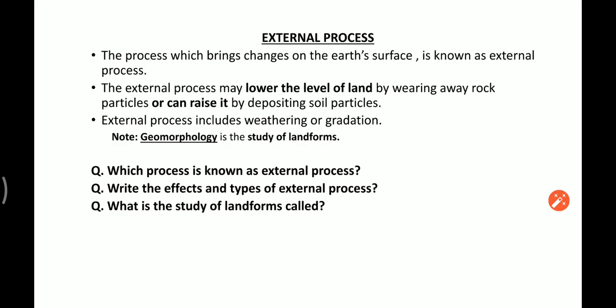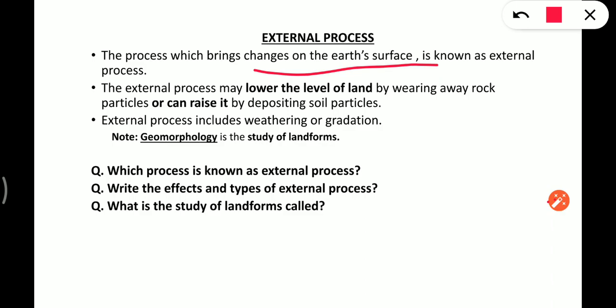Next, now here we will discuss external process, the process which brings changes on the earth's surface. The changes on the earth's surface, this is known as external process. I hope it is understood to you. Next we have, the external process may lower the level of the land by wearing away rock particles, or can raise it by depositing soil particles. I hope it's clear.